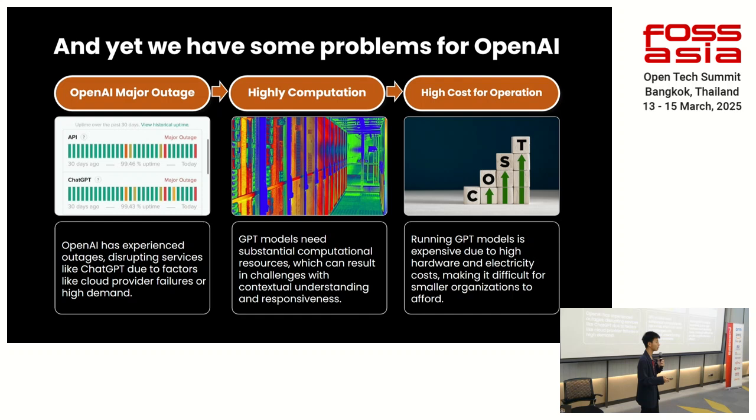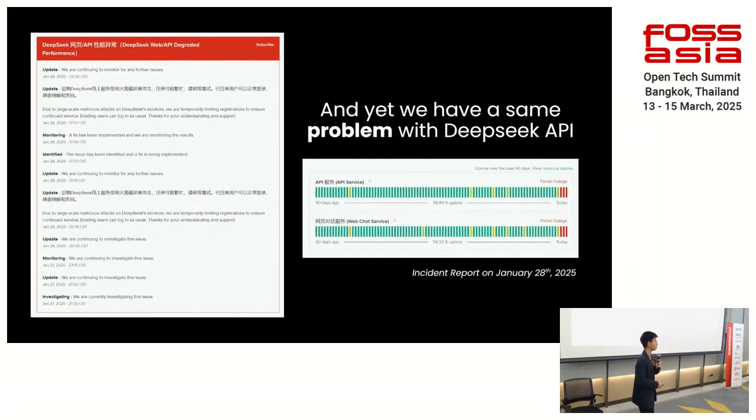And also we have a problem when you're using OpenAI. You can see we have a major outage, and since we have a major outage, the problems come because they use highly intensive computations in the servers of OpenAI, and when you operate the computation, it comes with a higher cost of operations. And also we had a problem on January 28th in the past month. We can see we had a problem with the DeepSeek API too.